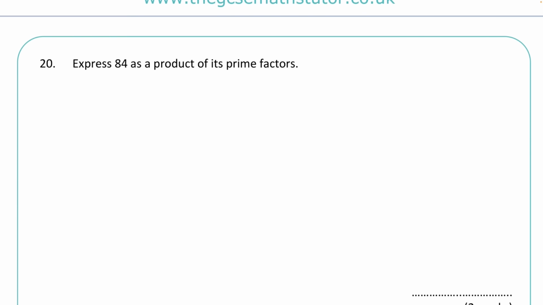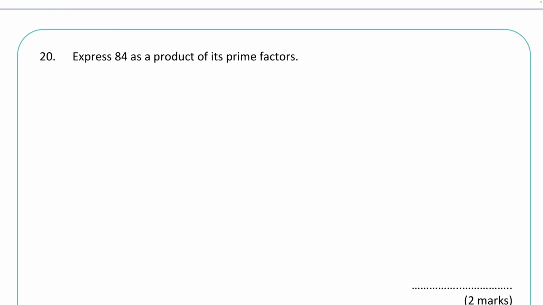And looking at our next question, we have express 84 as a product of prime factors. So really, really important here that we get the first 2 correct, because that's where we're getting our first mark. And if we get that wrong, we're getting the rest of it wrong. So we want to be really, really careful. It's an even number, so let's just divide it by 2. Half of 84 is 42, and there we go, that gets our first part of our prime factor tree correct.